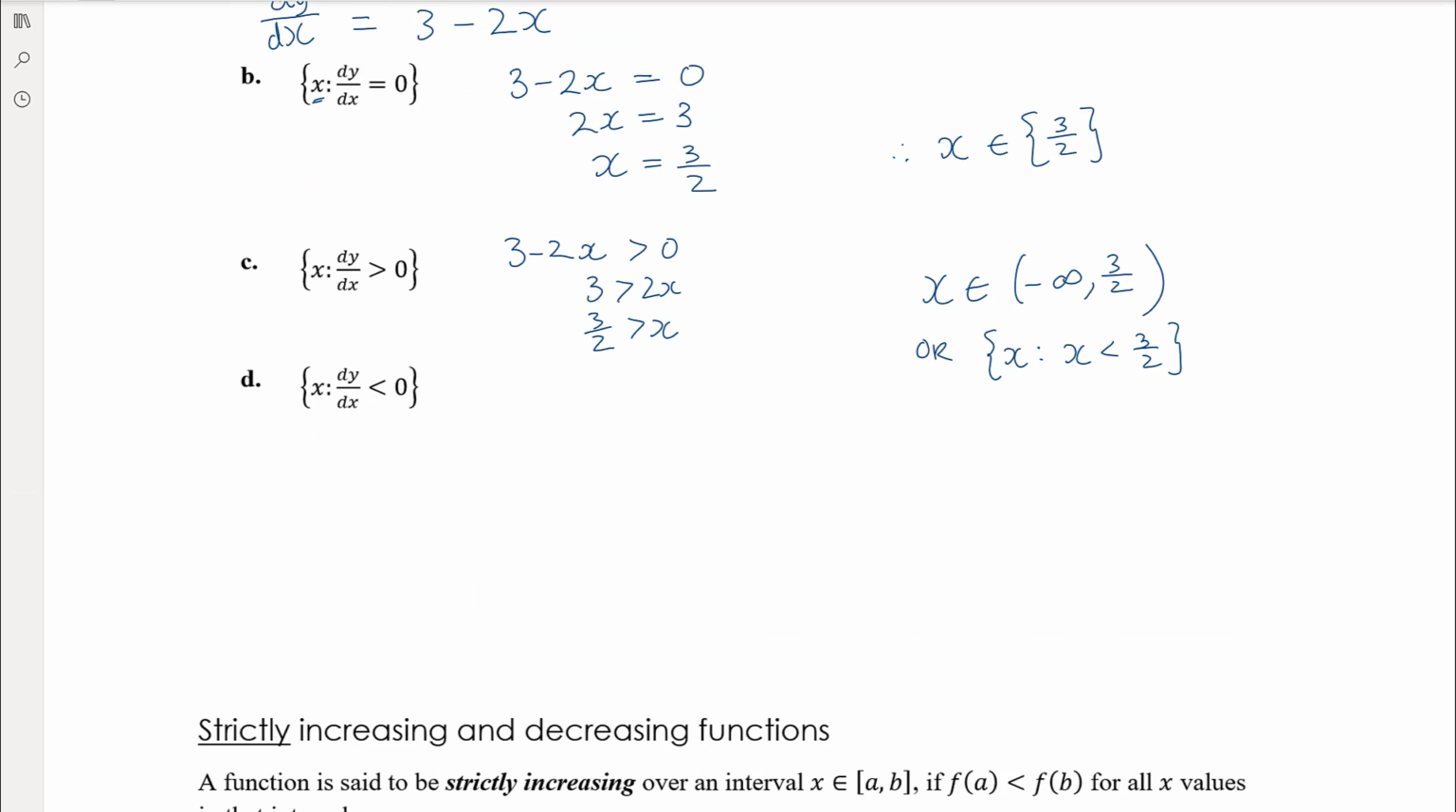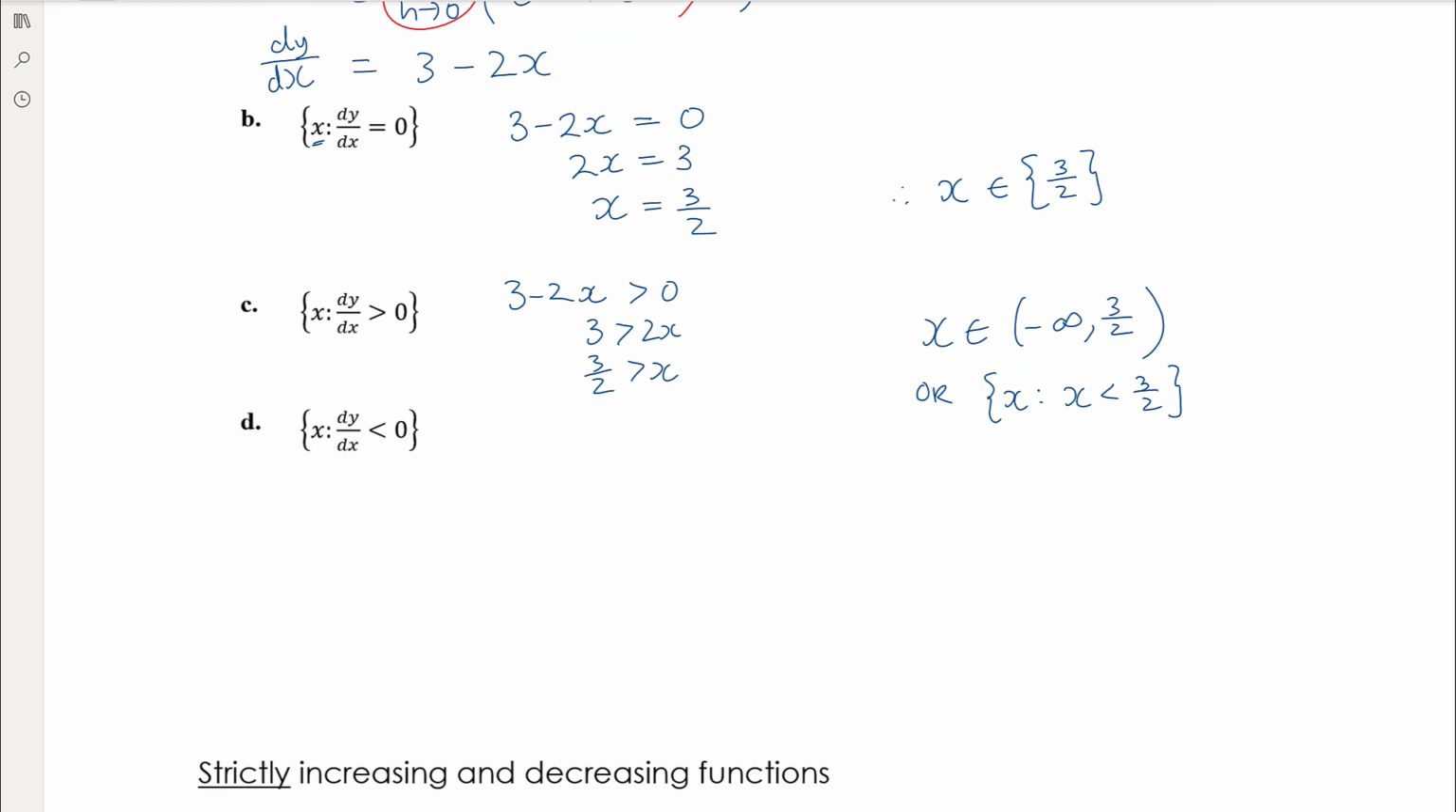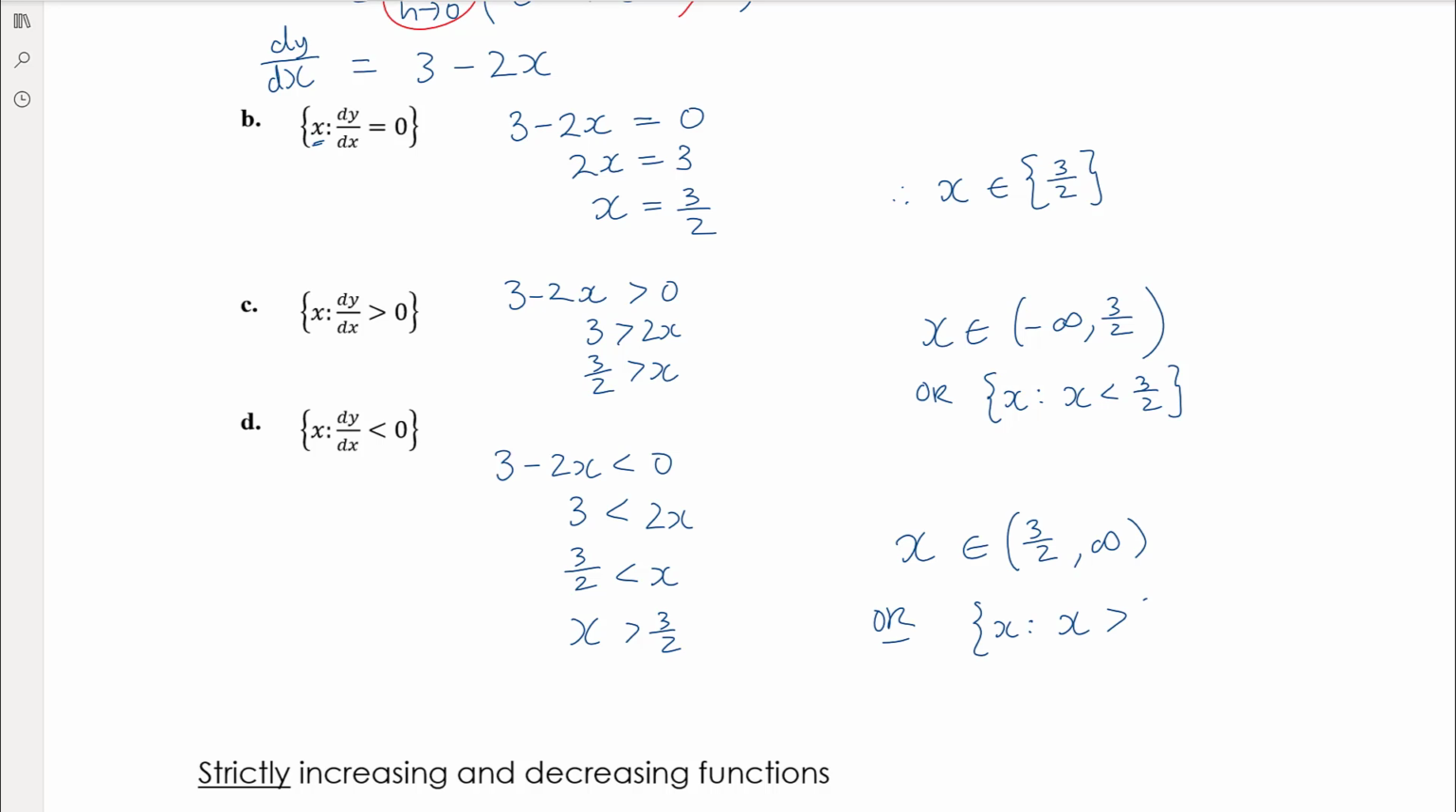And so part D here, we want to calculate the set of x values where the derivative is less than 0. So that is where 3 minus 2x is less than 0, where 3 is less than 2x, where 3 on 2 is less than x. Okay, so that is x is bigger than 3 on 2. And so that means x is an element of (3 on 2, infinity), or we could write that as the set of x values such that x is bigger than 3 on 2.